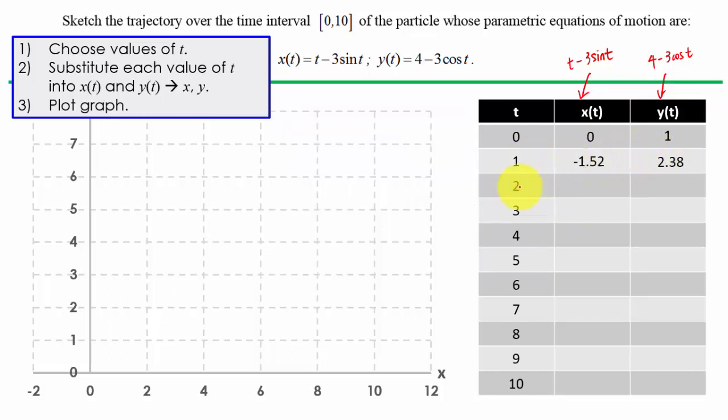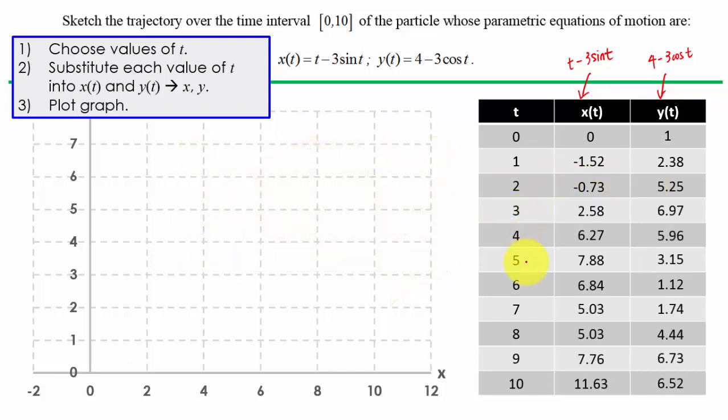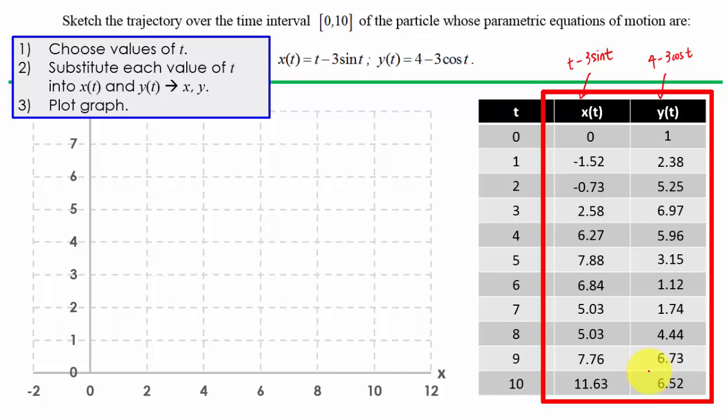When t equals 2, we'll have this third set of values of x and y. So on and so forth until we generate our table. Once we have this table, we will plot these values of x and y on our graph.